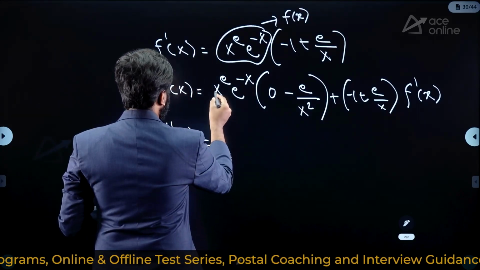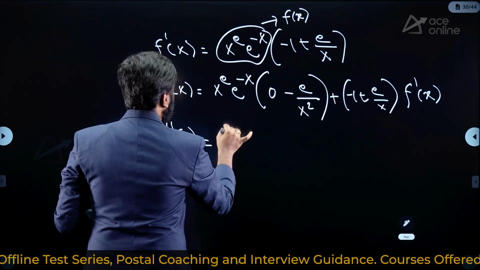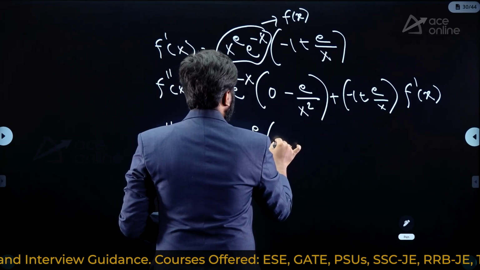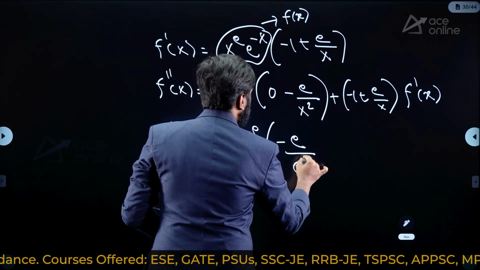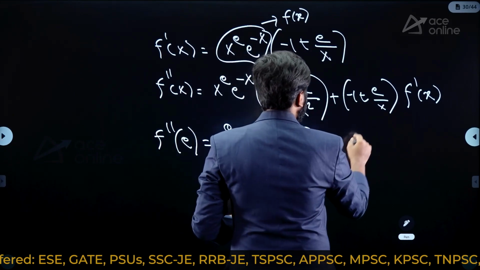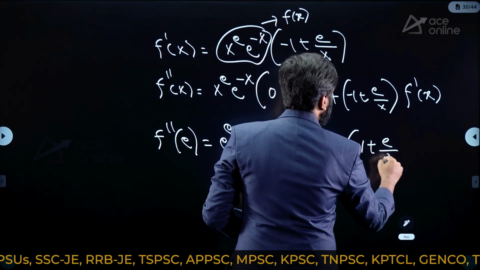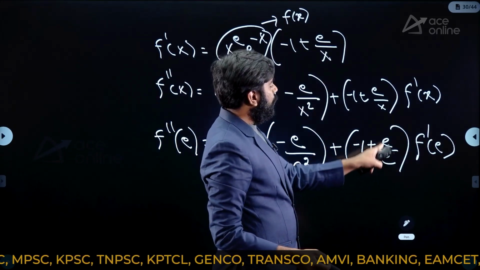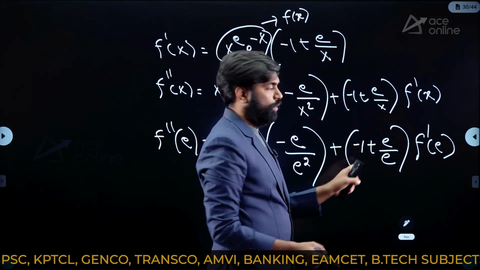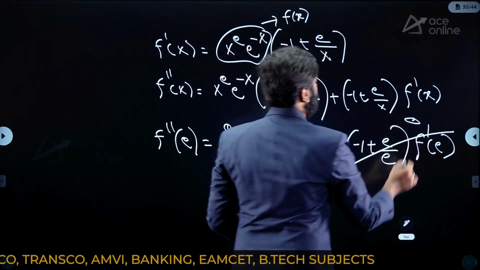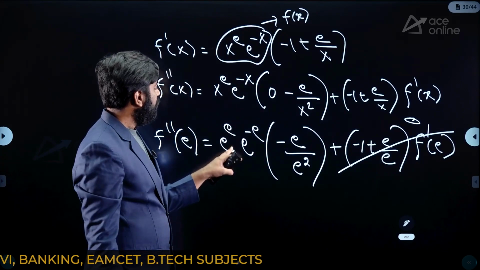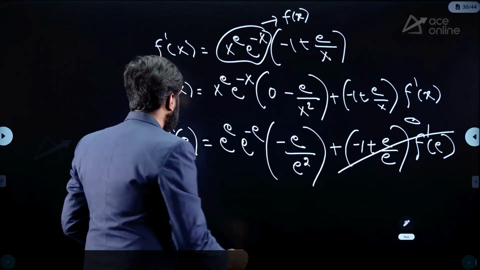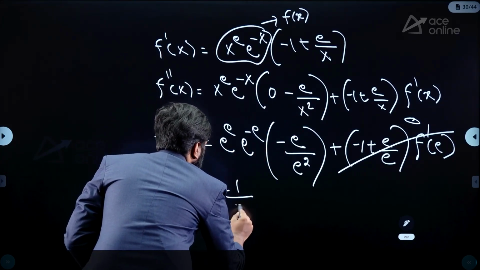Substitute this. So this is like e power e power minus e into minus e by e square, and then plus minus 1 plus e by e, and then f dash of e. e by e is 1, and then there is a minus 1. This complete term vanishes, it becomes 0. e power e into e power minus e is 1. e by e square is 1 by e, and then there is a minus. So finally we get minus 1 by e.